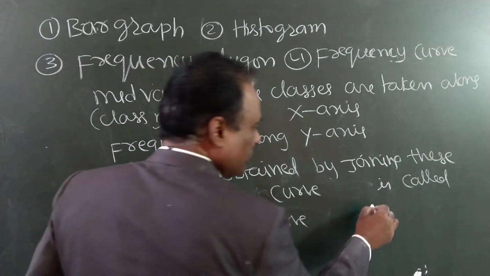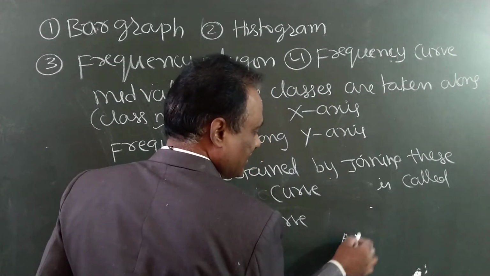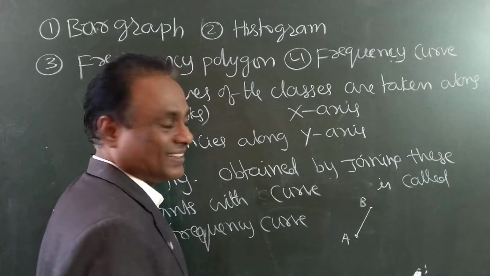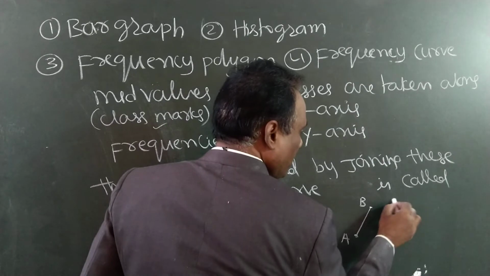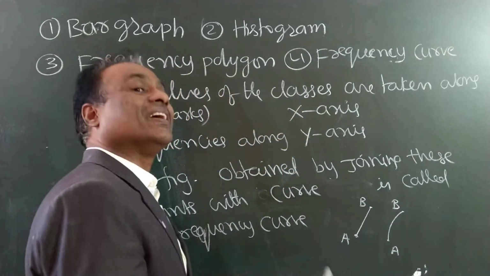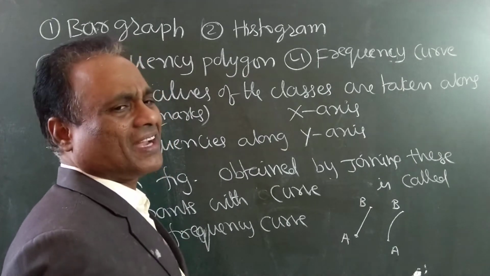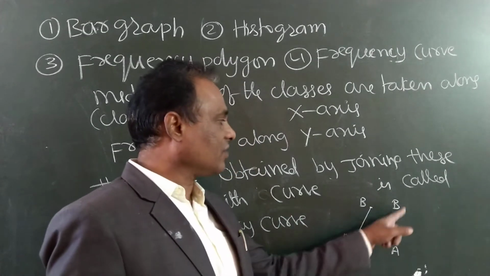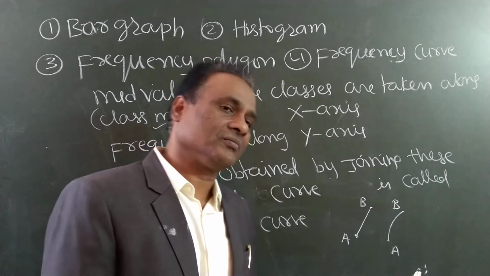That means, suppose the same points are there: if you join with a line, it is frequency polygon. If you join with a curve, it is frequency curve. Same points, everything same. That's it.